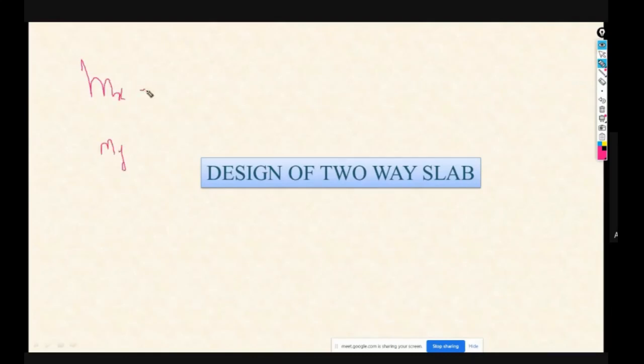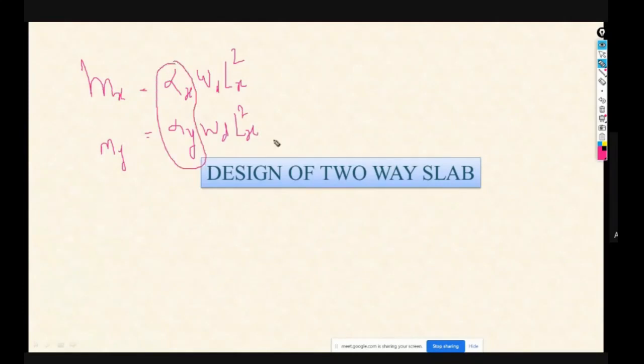So two formulas are there: in the X direction, alpha X into Wd into Lx square, and in the Y direction, alpha Y into Wd into Lx square. To calculate the moment in the X and Y directions, first we have to calculate these moment coefficients. In the IS code, detailed specifications are given, and as per that we will calculate alpha X and alpha Y.